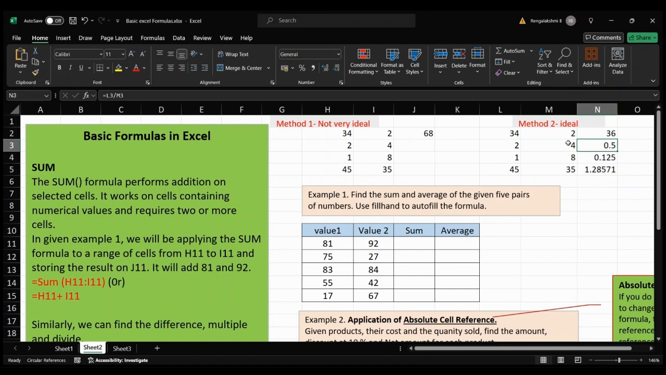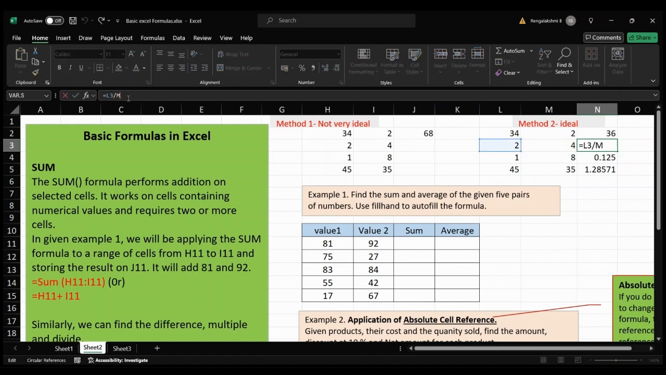One more way of writing it is like this. We can just write sum. Inside the bracket we can write the range of the cells which need to be added. So here the range is this cell and this cell. So we can write it like this also.